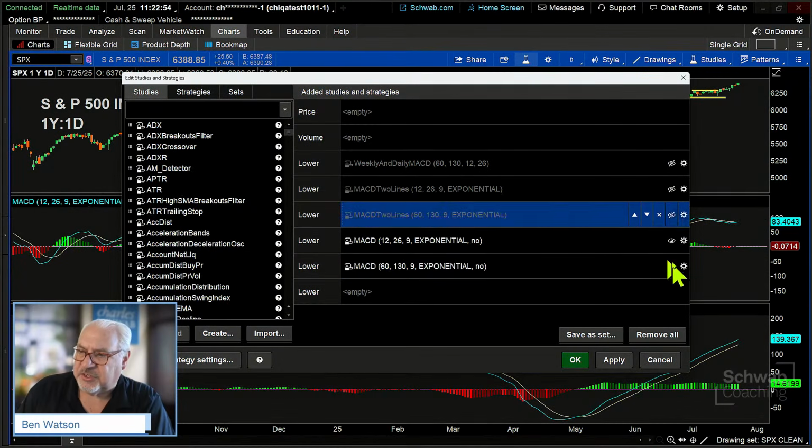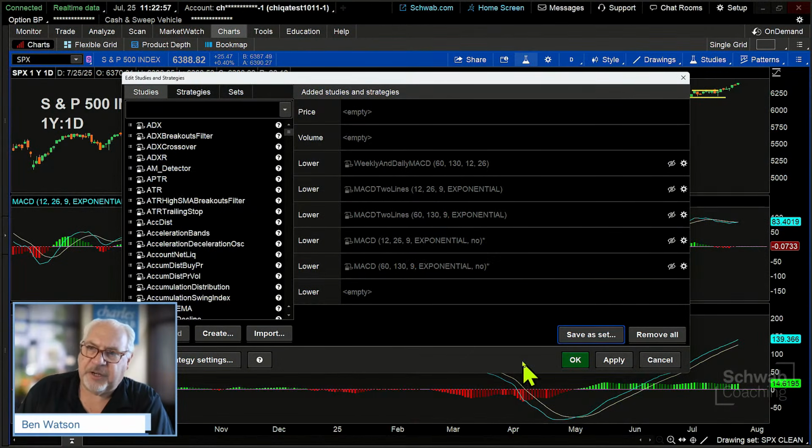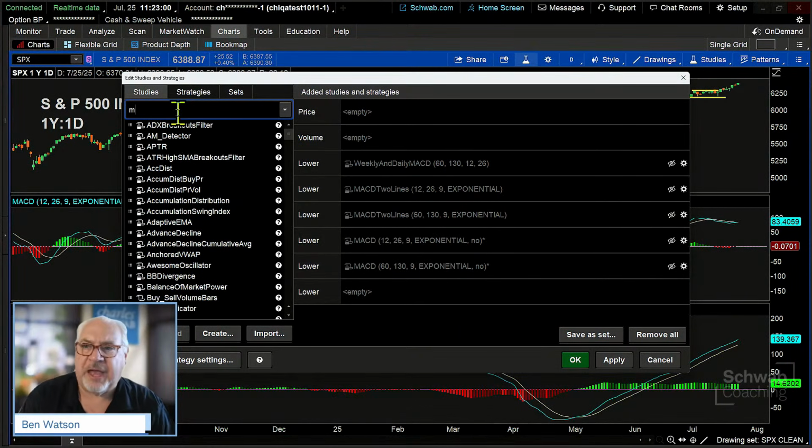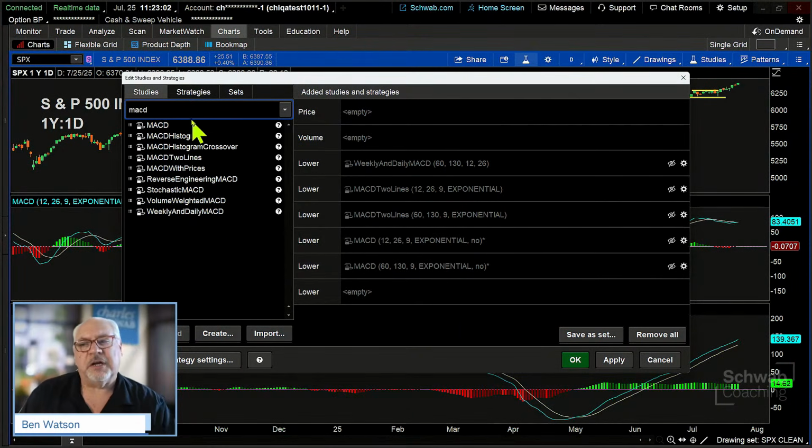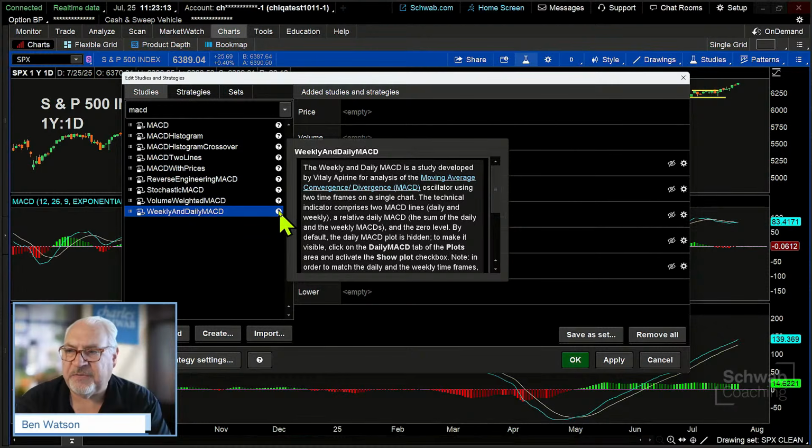I'm going to hide these two that I've already put in here. I'm going to type in over here MACD, and I notice, oh, look, somebody has already created an indicator called the weekly and daily MACD. And if I go to the little question mark, I can see that the weekly and daily MACD is a study developed by Vitaly Aprinin for analysis of the moving average convergence divergence oscillator using 2 time frames on a single chart. That's exactly what I was trying to get to. He's already done it. That's awesome.